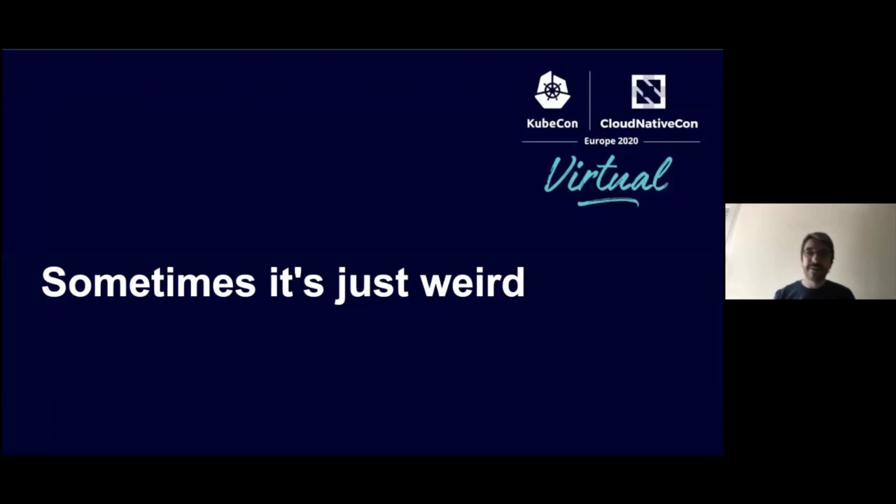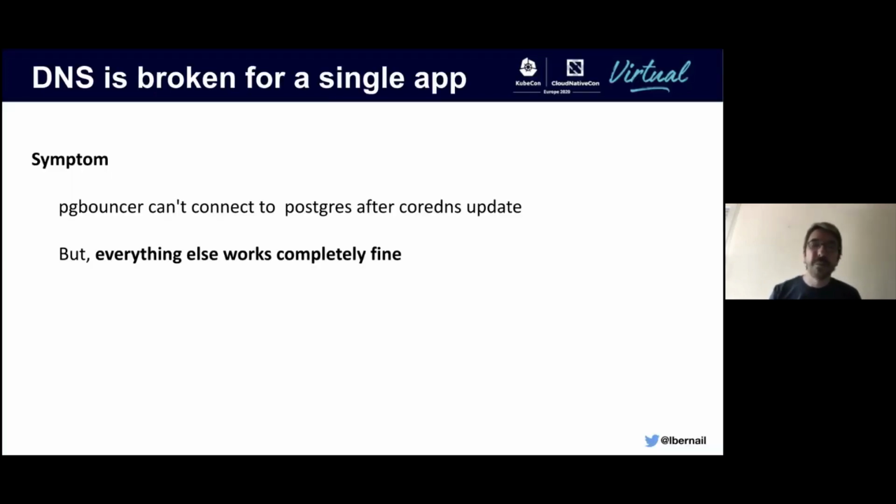And what's nice with DNS is that sometimes, well, it's just plain weird. So what happened that time is we did an update of CoreDNS on the cluster, and everything was working completely fine, except for a single application. And this application was pgbouncer, which is a Postgres proxy, and pgbouncer wasn't able to connect to Postgres, but everything else was working perfectly fine.